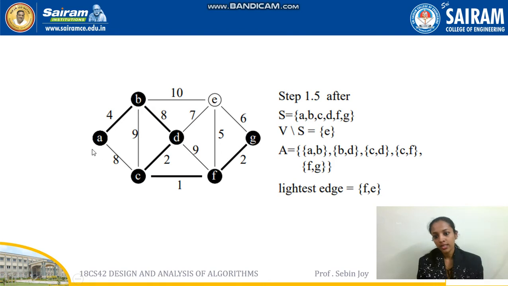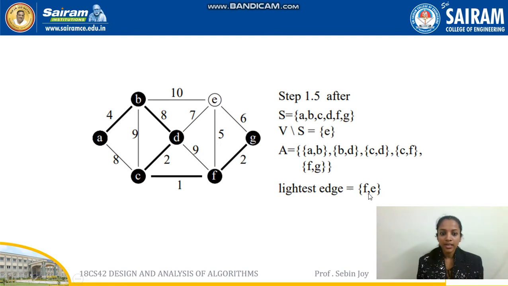We will continue the same process and check. From A, the least edge is 8. From B, the least edge is 9. From C, no edges. From D, it's 7 and 9, so 7 we will take. From F, it is 5. From G, it is 6. So which has the least value? Without any doubt, we can say that EF has the least value. So EF will be added as the lightest edge.